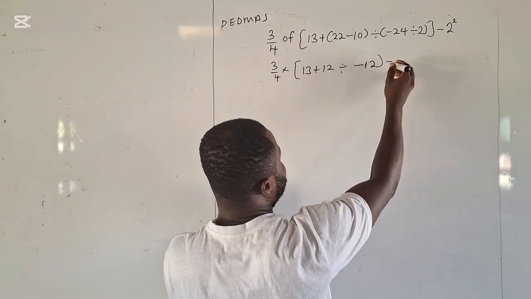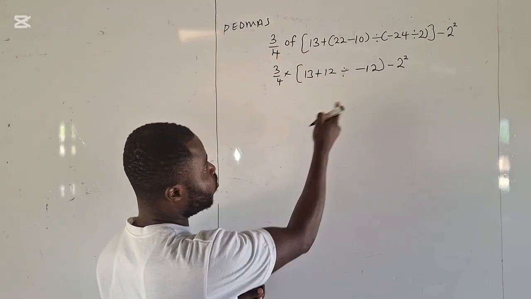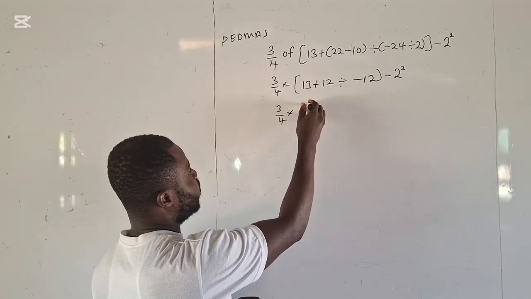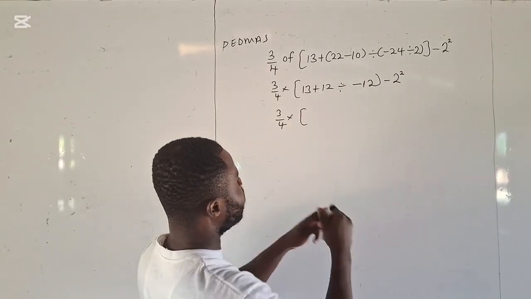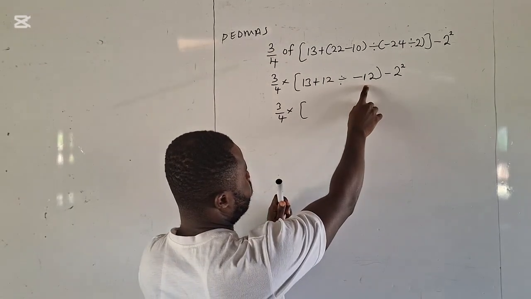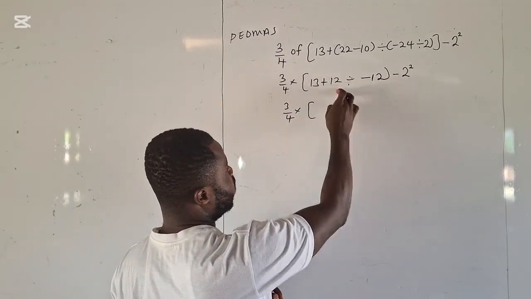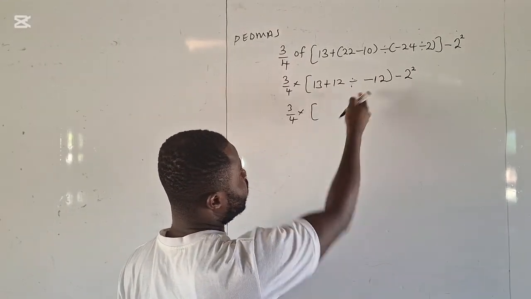Now minus 2 exponent 2. We are still having a bracket there. So we have 3 on 4 times the bigger bracket. Now we have addition and division. This is minus 12. Yes, this is minus 12. You can put it in brackets because the two signs are together, but you can also leave it. So we have addition and division.